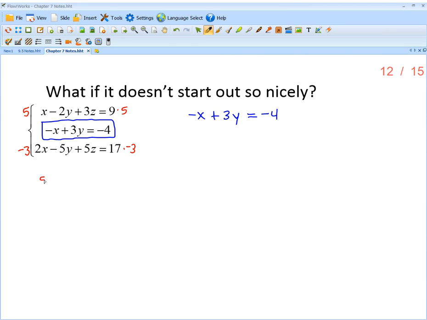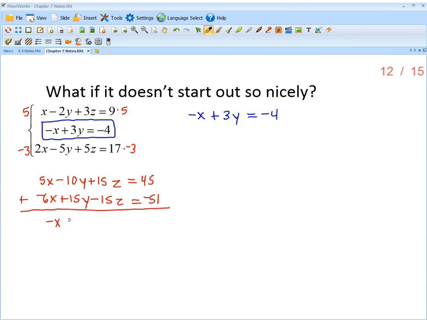So I rewrite 5x minus 10y plus 15z is equal to 45. And negative 6x plus 15y minus 15z is equal to negative 51. So I'm using elimination. I'm now going to add these 2 equations. I get negative 1x, or just negative x plus 5y. The minus 15z and 15z's cancel, and I get is equal to negative 6.